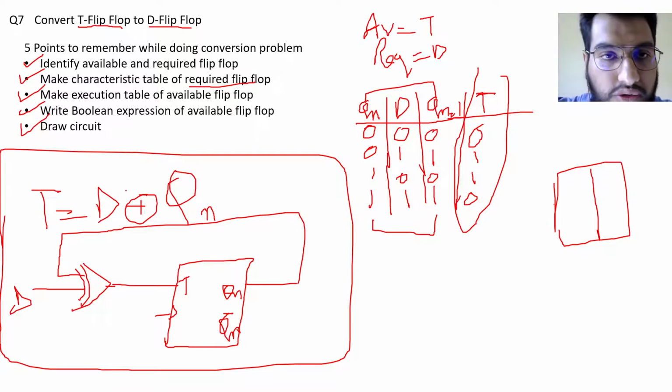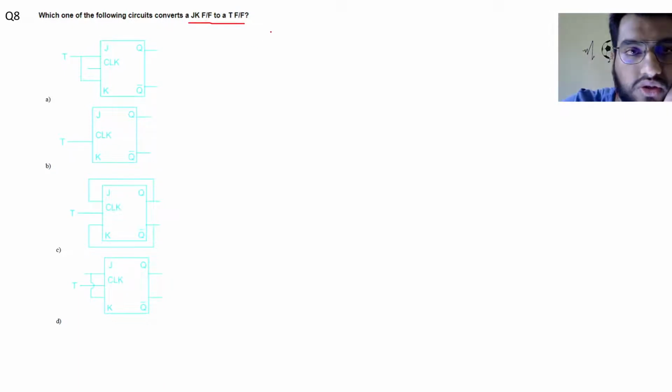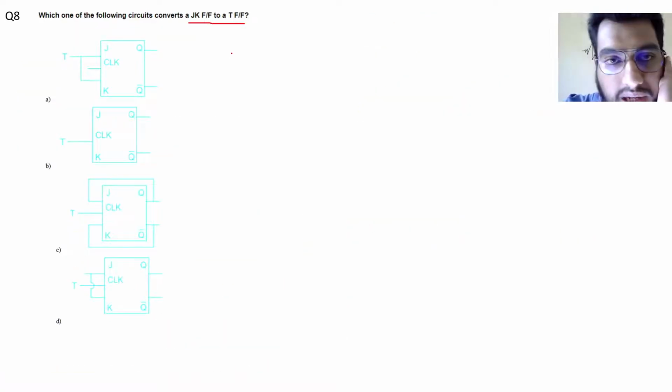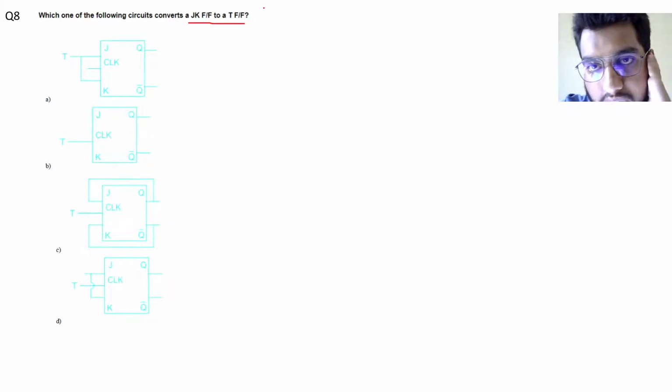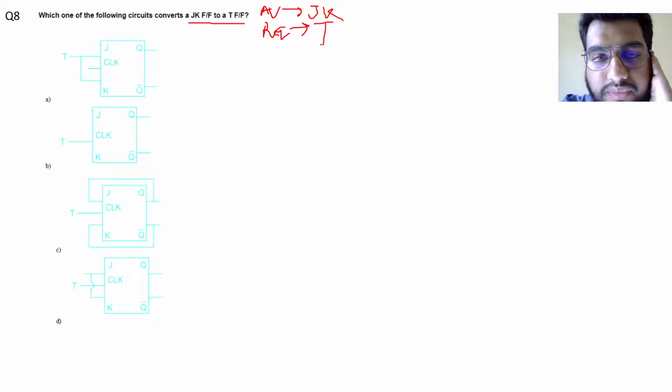Now moving forward to the next question, which is also a conversion based question. Which one of the following circuits converts a JK flip flop to a T flip flop? Taking a cue from the 5 points that I mentioned previously, we need to identify the available and the required flip flop. We need to convert a JK flip flop to a T flip flop. So as per the question, our available flip flop is JK and my required flip flop is T.